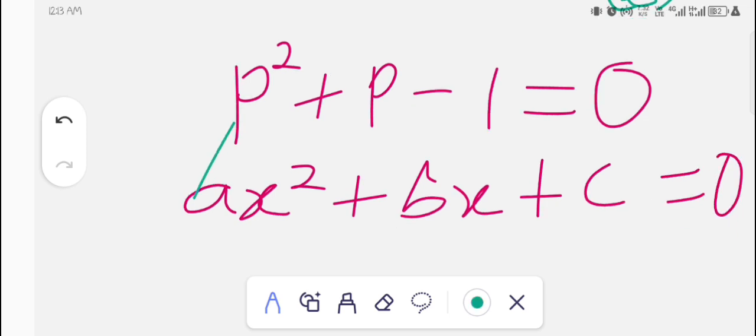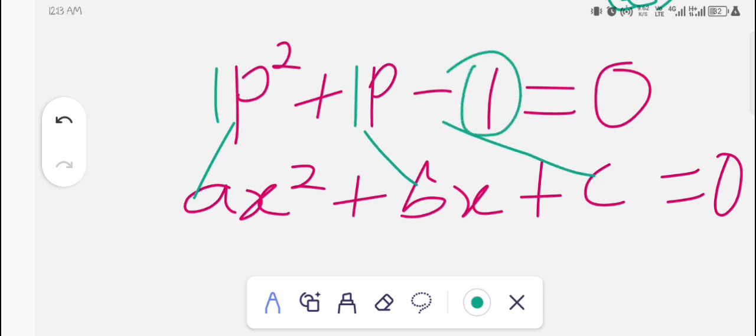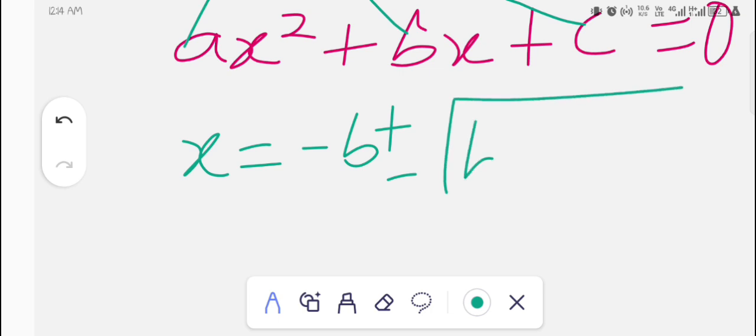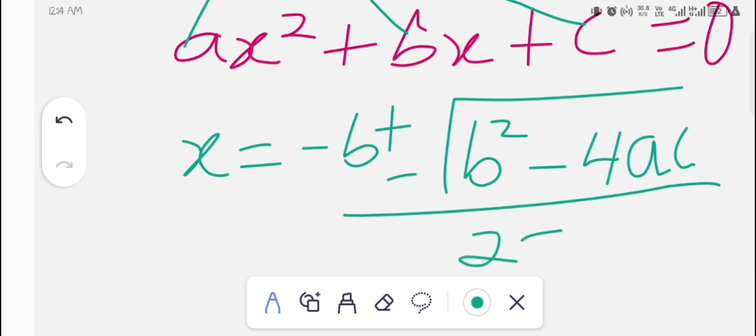Here a is equal to 1, the coefficient of p squared, b is equal to 1, the coefficient of p, and c is equal to minus 1. Are we there? Now this we shall be substituting into x is equal to minus b plus or minus the root of b squared minus 4ac all upon 2a. This is the general formula for solving quadratic equation.